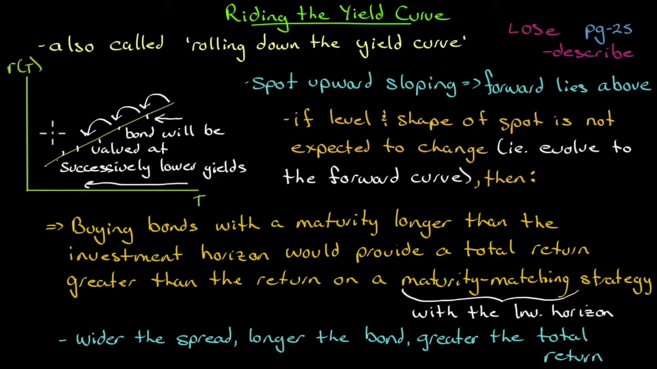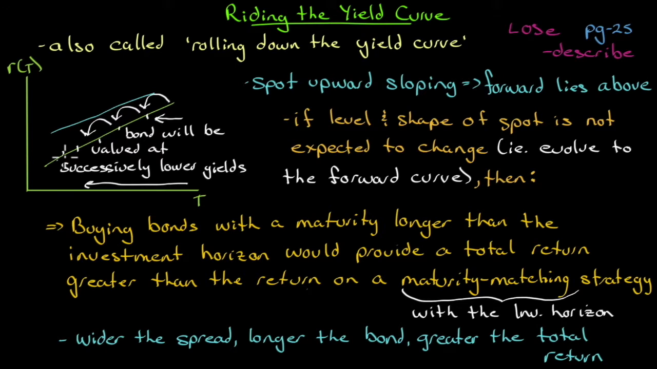The forward curve may be over here. So if you think that over the course of the year, the spot curve will not end up looking like this in a year, but will stay this way, then buying bonds with a maturity longer than the investment horizon would provide a total return greater than the return on a maturity matching strategy. Maturity matching means you're matching it with your investment horizon. So if your investment horizon was 1 year, or even 2 years, let's say, and you didn't expect this to change, in other words, it's not going to move up and converge with the forward. It's going to stay right where it is. The level and the shape are going to stay exactly the same in 1 year.